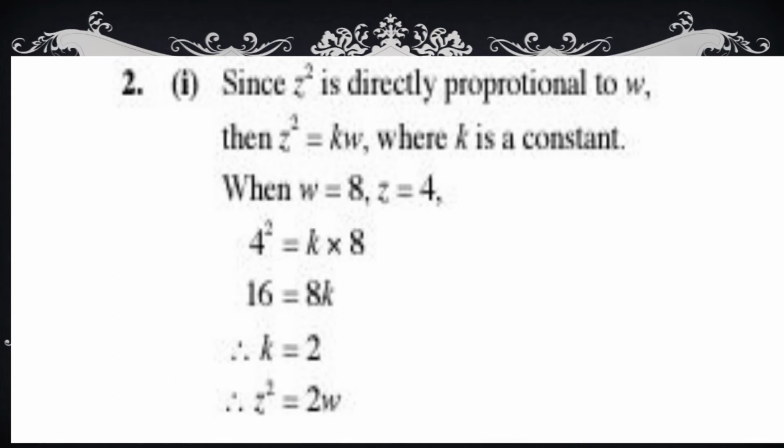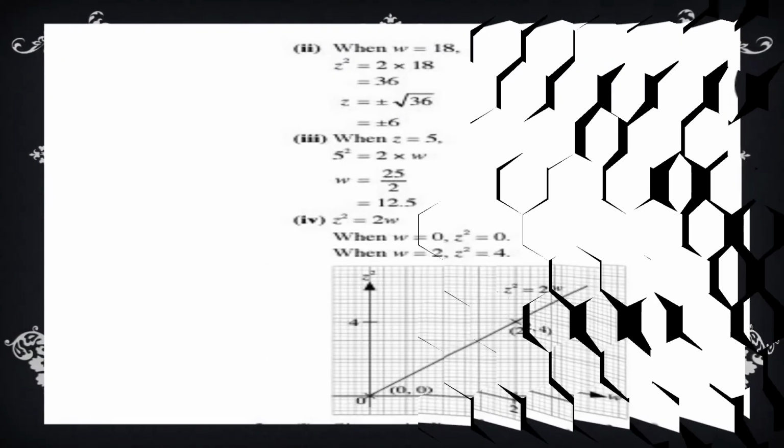Since z square is directly proportional to w, then z square equals kw. When we remove the sign of proportionality, we put the constant k. And when w is equal to 8 and z is equal to 4, these two values are given in the question. So we put the value of z, 4 square equals k into 8. So 4 square is equal to 16 equals 8k. And k will be equal to 2 because 16 is divided by 8. So z square equals 2w. This is our equation, part number 1.